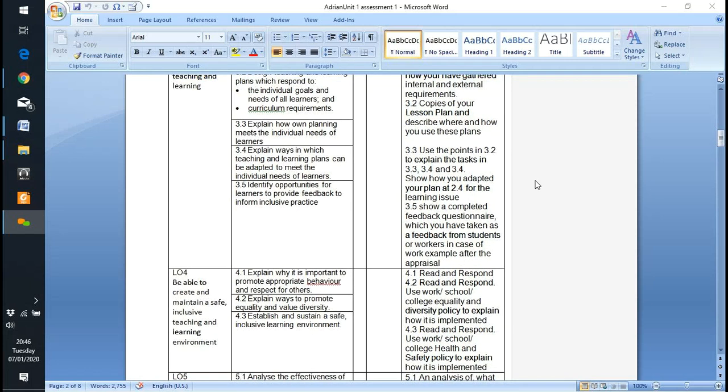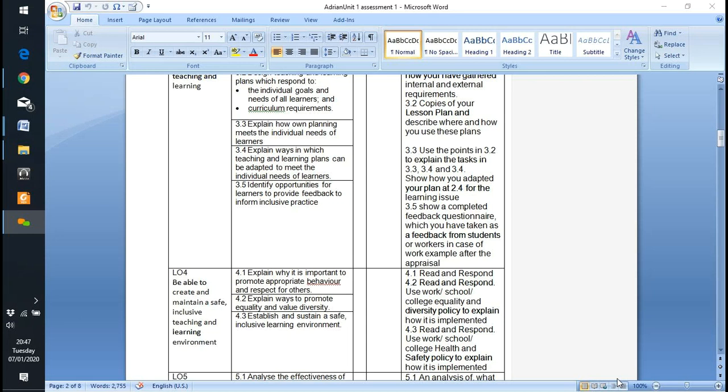3.3 is explaining how your own planning meets the individual needs of learners. Oh, sorry, I'm missing one out. Sorry, I'll read that again. Okay. Explain ways in which teaching and learning plans can be adapted to meet the individual needs of learners. Now that is exactly what I talked about earlier on. It needs an example of how you would adapt a specific part of a learning plan for a learner that had a learning issue.